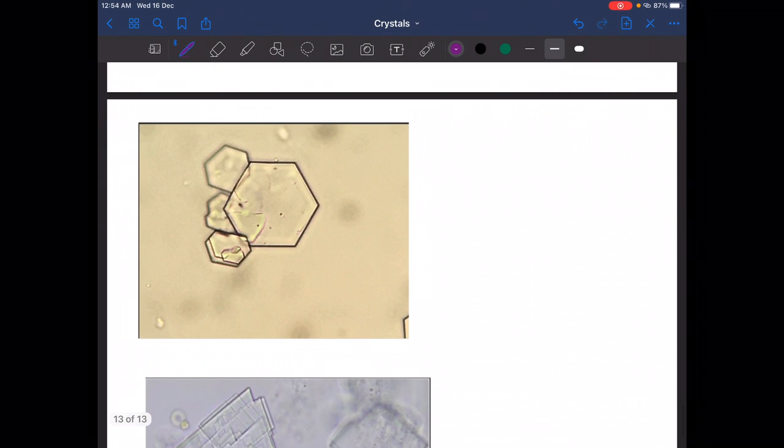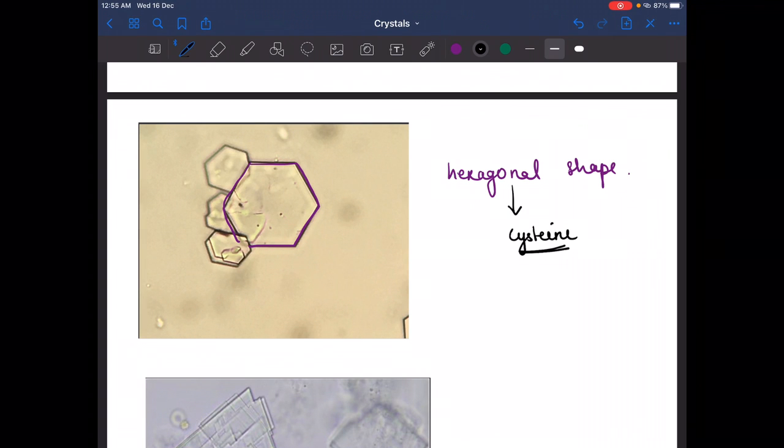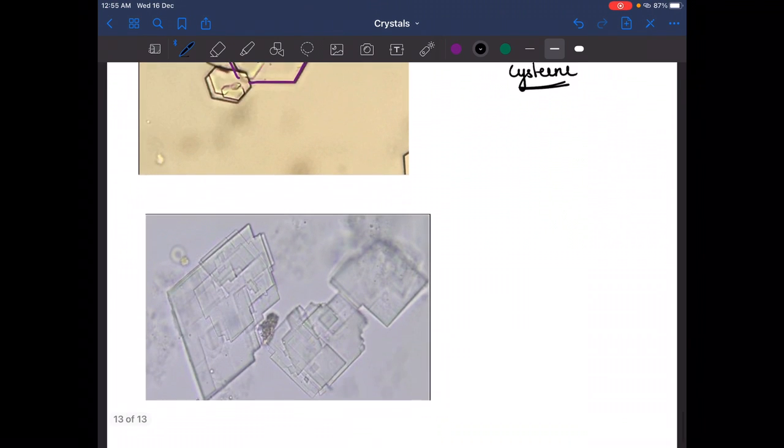Now move to the next photo. Here we can see that it is exactly a hexagonal shape. So hexagonal shape, and I already told you that hexagonal shape is seen in cysteine. So composition is cysteine and crystal is hexagonal in shape. Now move to the next photo.